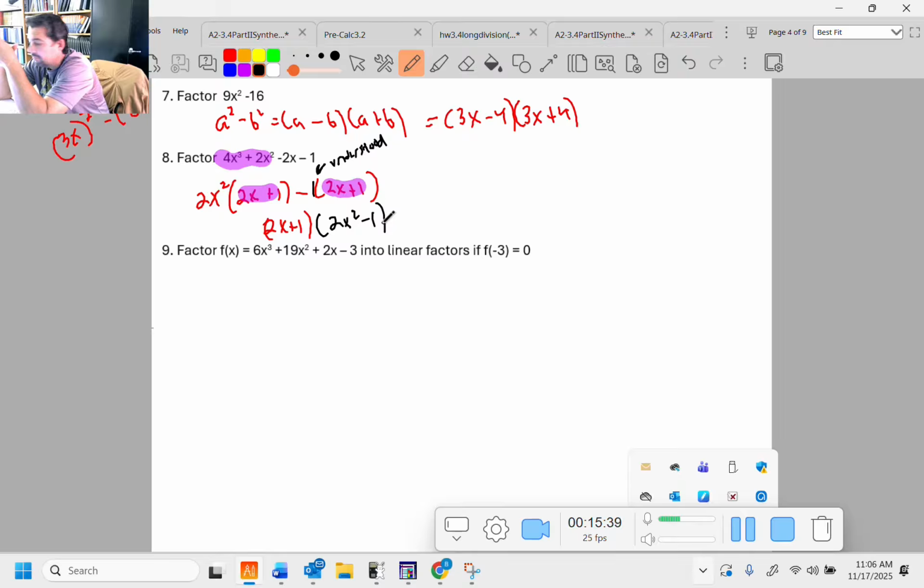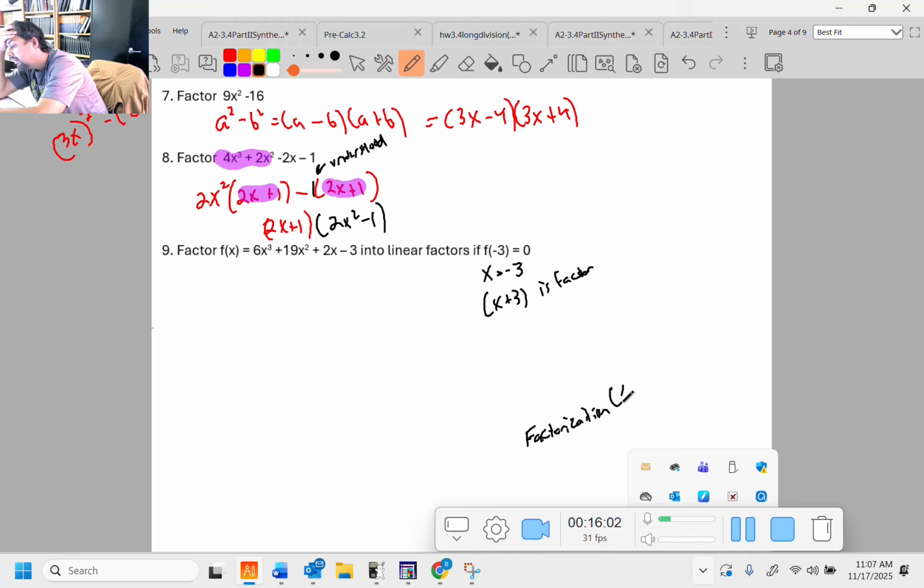Doesn't go any farther. All right, factor f of x equals 6x cubed plus 19x squared plus 2x minus 3 into linear factors if f of negative 3 is a 0. This means a couple of things. It means x is negative 3, and it also means that x plus 3 is the factor. So when we get down to our factorization, x plus 3 is going to be part of it.